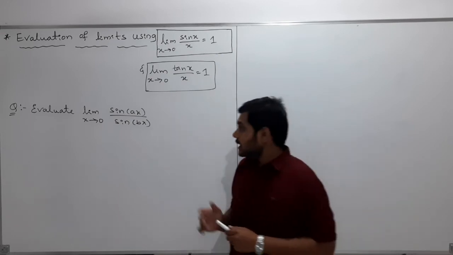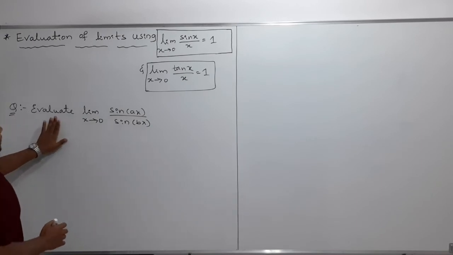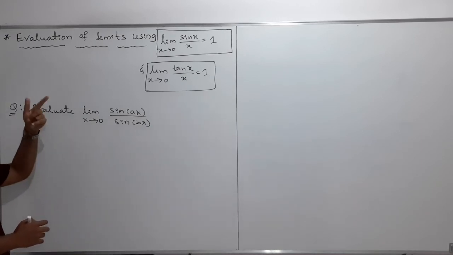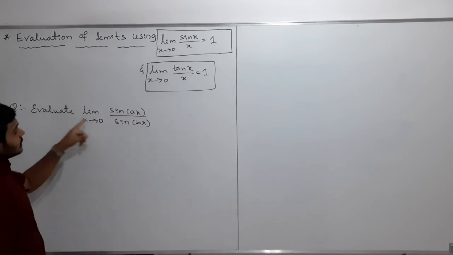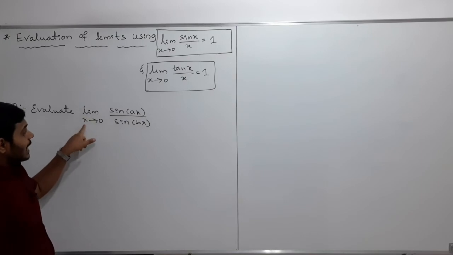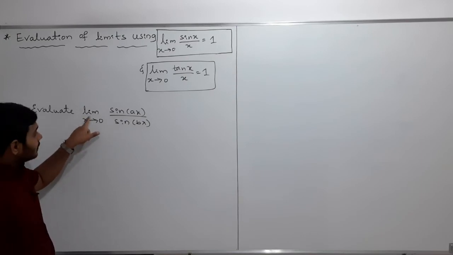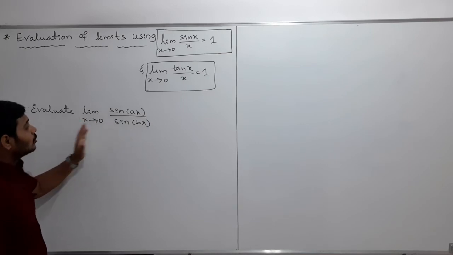Clear? So here, my dear students, we will discuss a question. In this question we are going to use that result. So see here: evaluate the limit of sin ax divided by sin bx as x tends to 0. Limit of sin ax divided by sin bx as x tends to 0. So how to solve this?